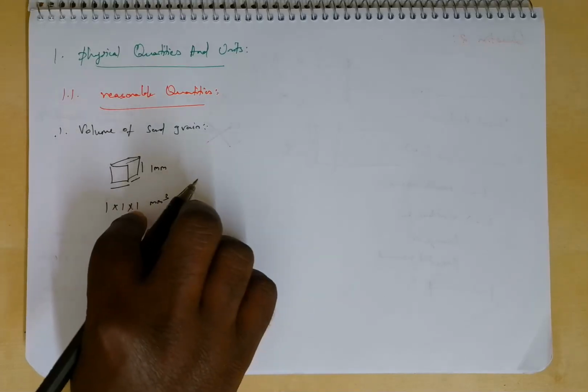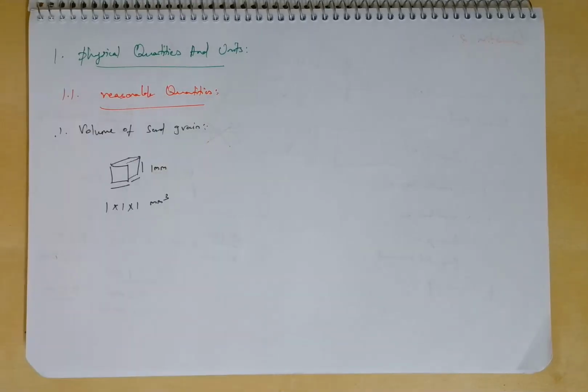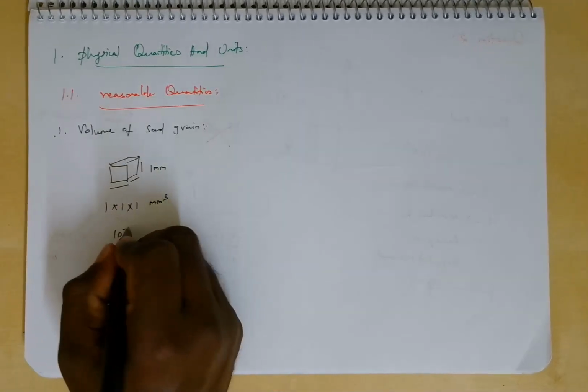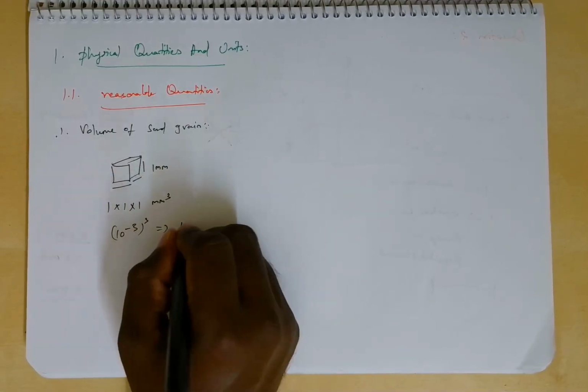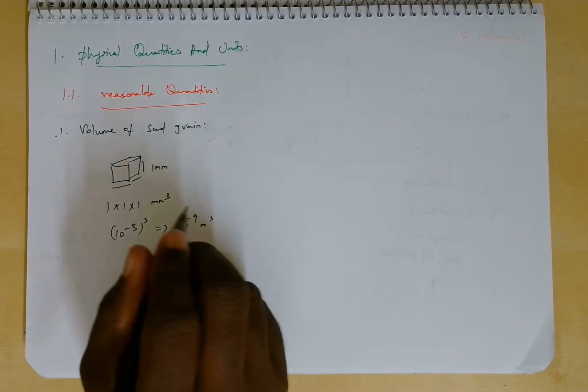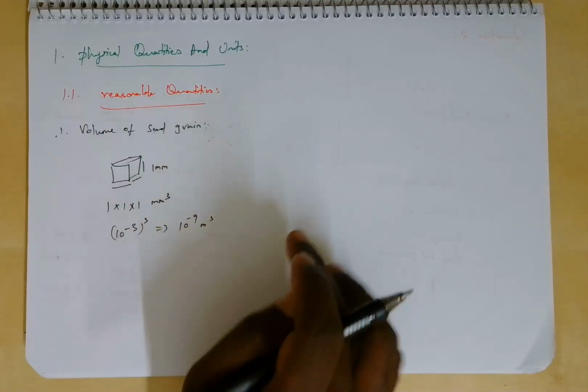So 1 millimeter cube is a very reasonable answer. The only problem is you won't find the options in millimeter cube. Sometimes they will give in micrometer cube, sometimes in meter cube. So you should be able to convert back and forth between these and meter cube. Just take 10 power minus 3 and cube it, so you will get 10 power minus 9 meter cube. This conversion is very important.